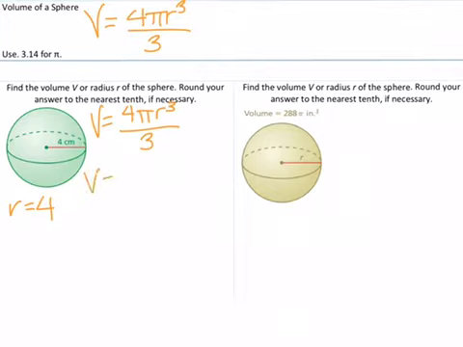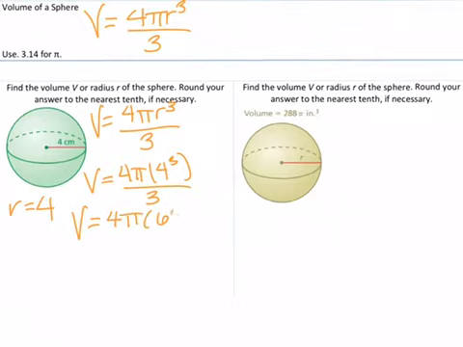So I'm going to plug in my radius, so 4 pi and then 4 cubed divided by 3, and we're going to use order of operations to start solving. In both the parentheses and exponents, that kind of goes hand in hand. So 4 cubed is the same as 4 times 4 times 4. It is 64 divided by 3. So I rewrote it, simplified it.